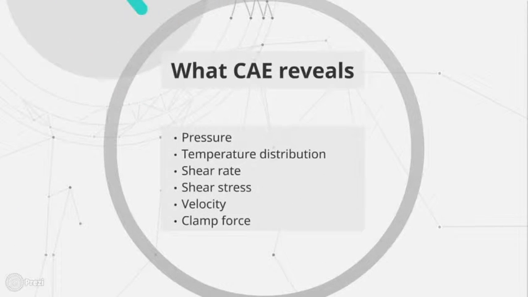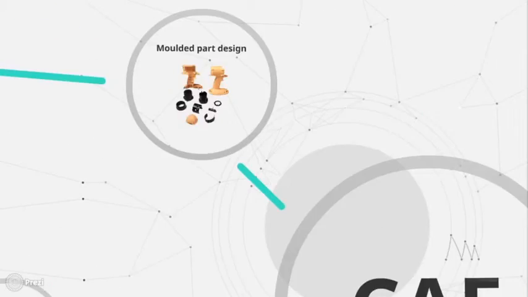So what does CAE reveal that allows us to achieve the optimal design? Well, a lot of parameters such as pressure, shear stresses, clamp force, temperature distribution, and all of these important parameters allow us to find out what is wrong with our current mold design and how we can improve it.